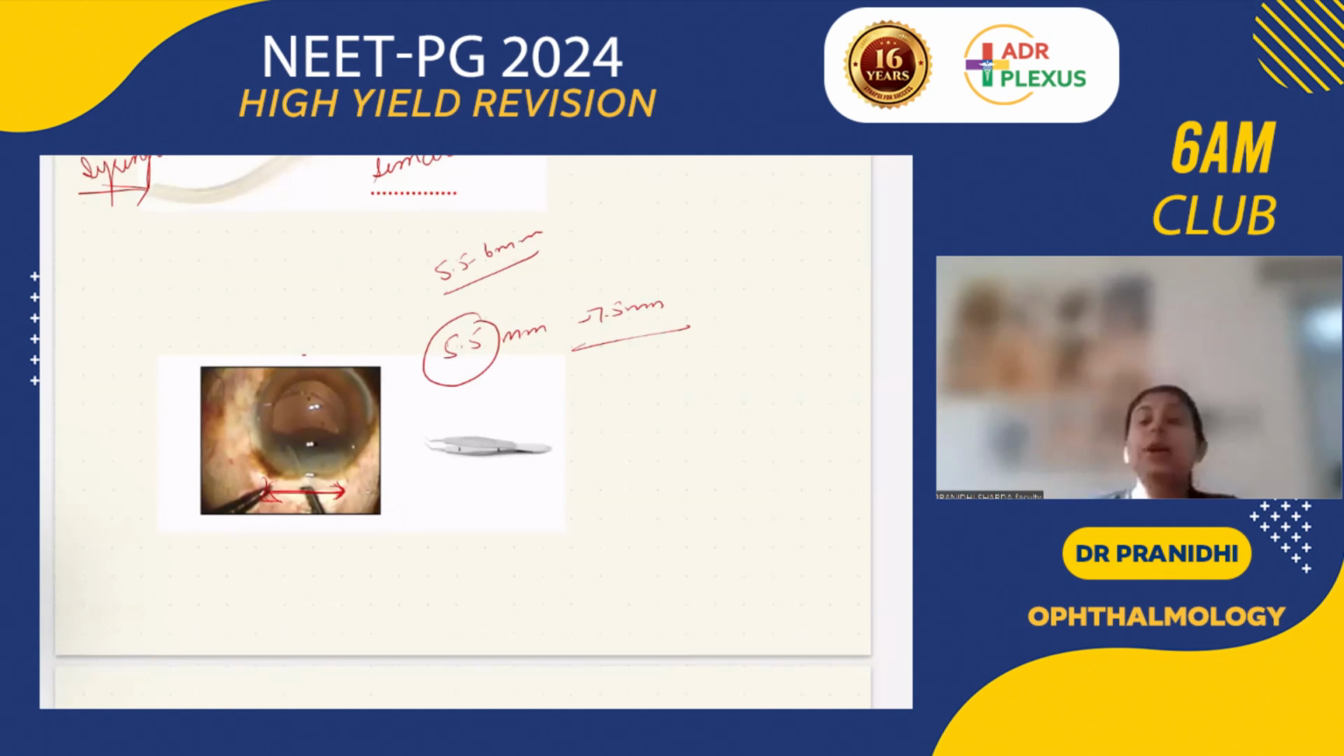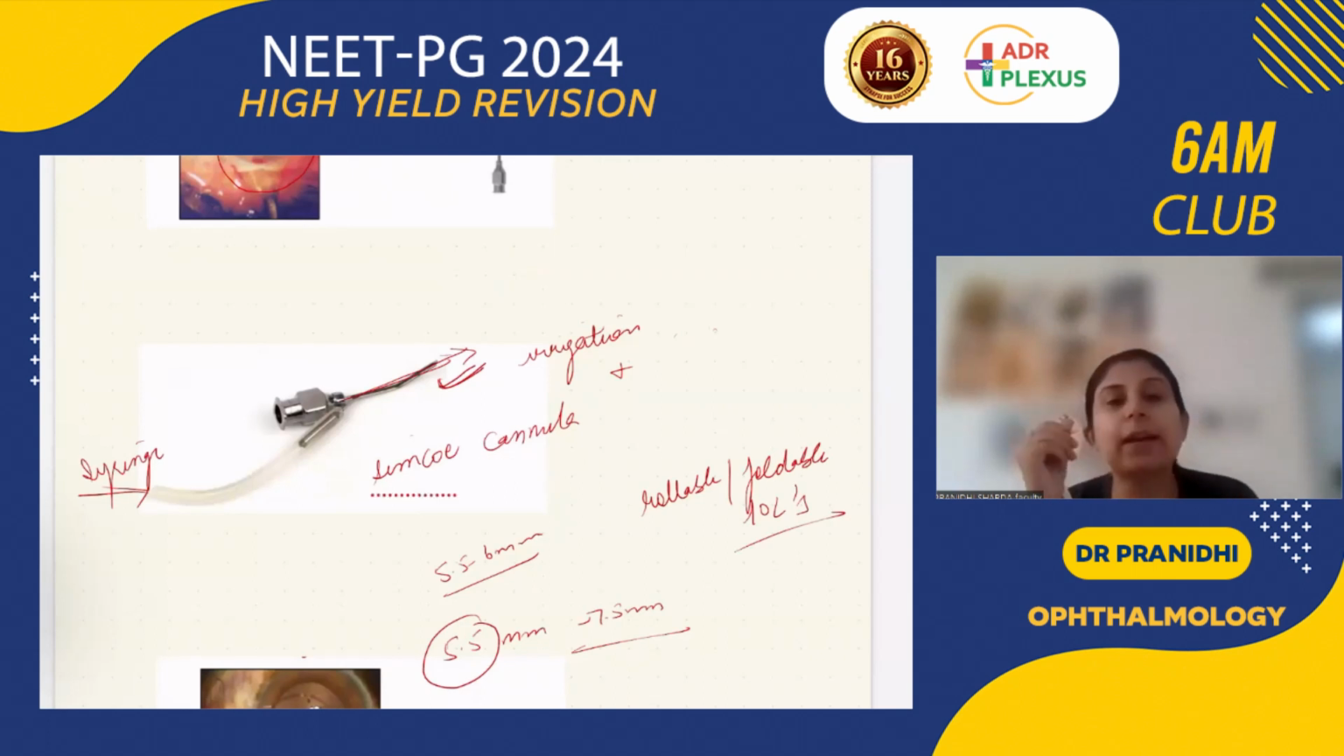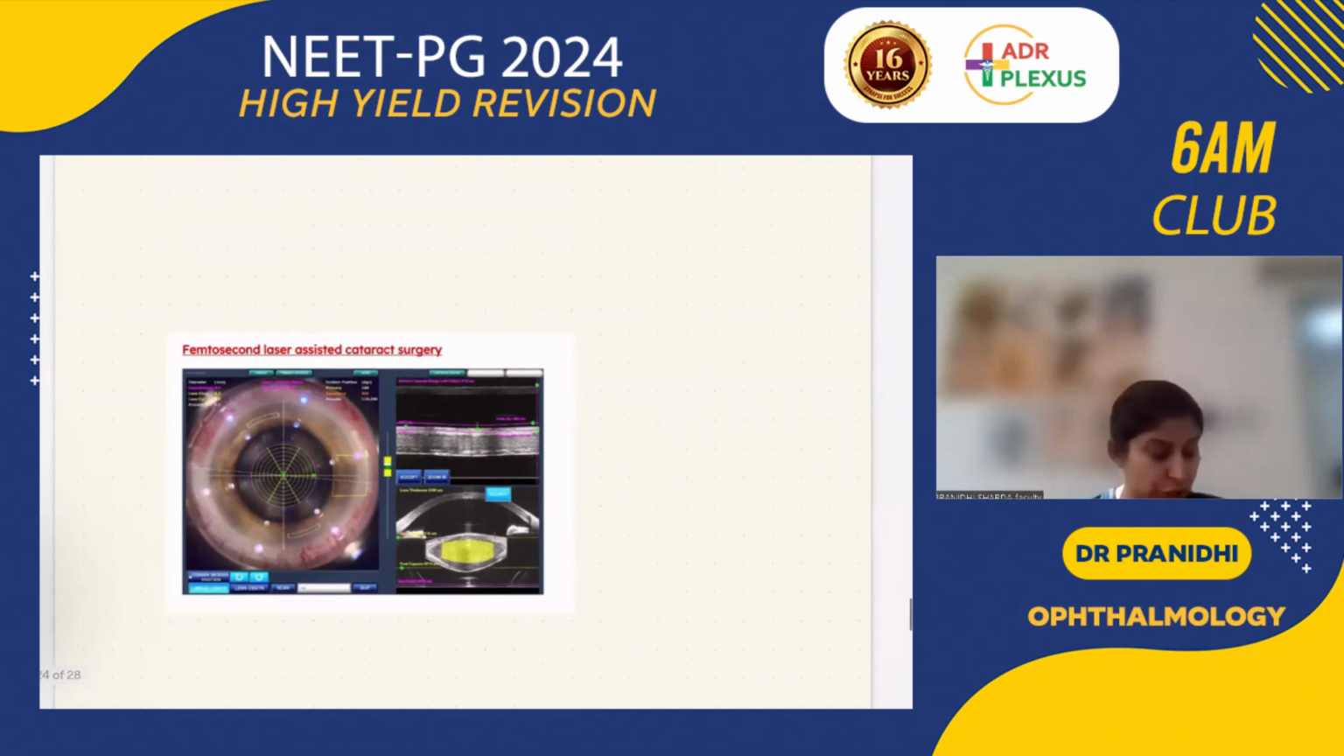But in phacoemulsification, since the size of the incision is small, we cannot put the lens as a whole. So for putting IOLs in phacoemulsification, we need rollable or foldable IOLs, so they can be accommodated in a small incision size. So here we use rollable or foldable IOLs in the phacoemulsification surgery.